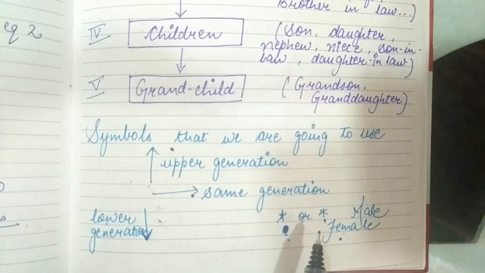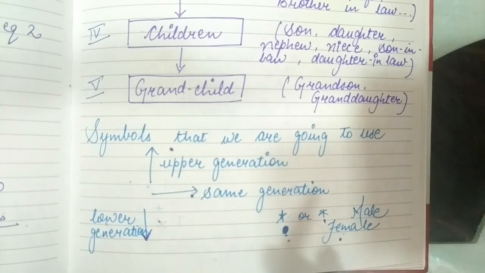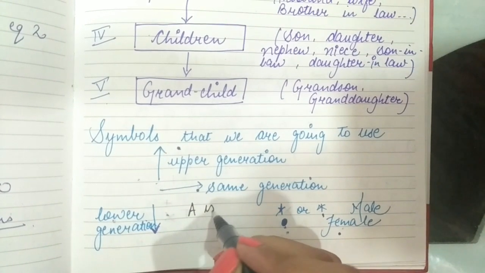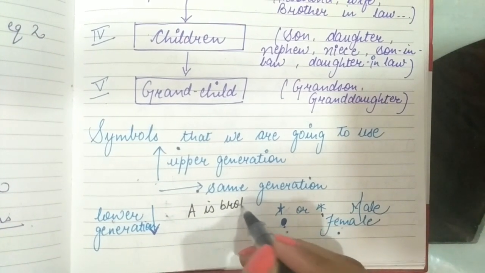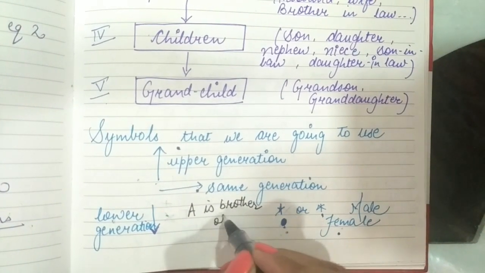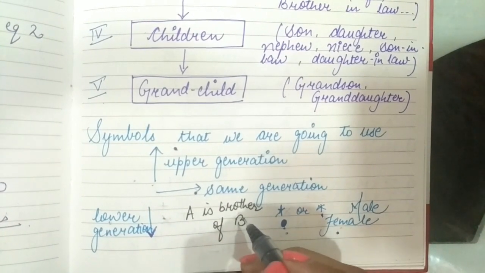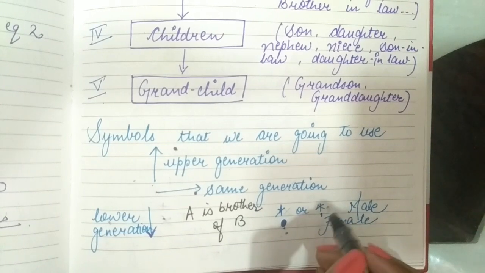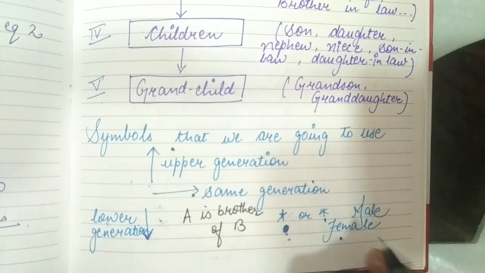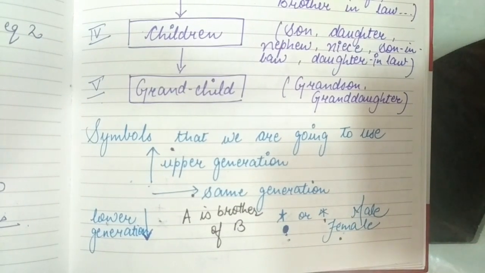For a male member, for example, if in the question it is like A is brother of B. So in the question if it is written A is brother of B, this clearly shows that A is a male member. So we are going to represent it with a star. And for the female member, we are going to use a dot.